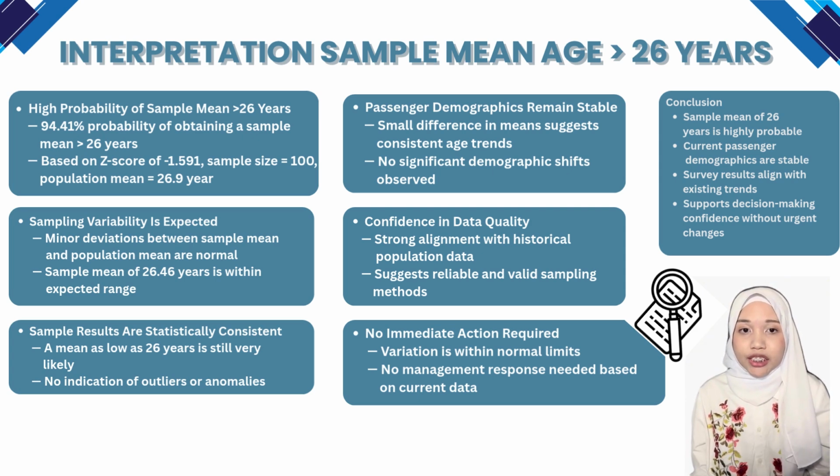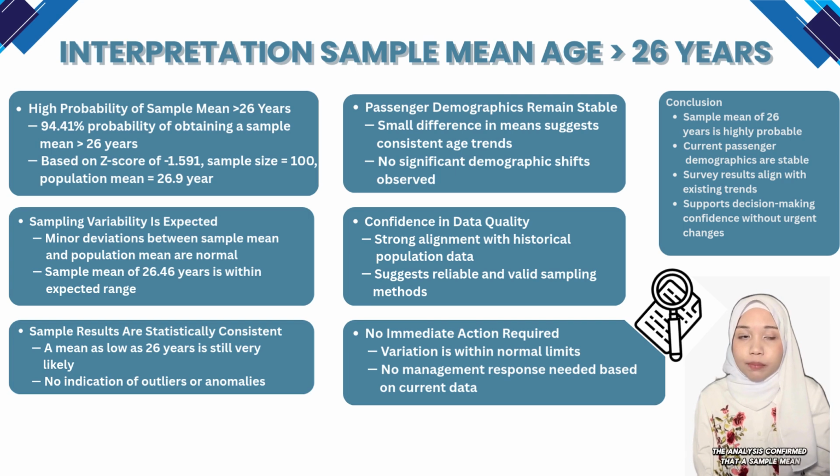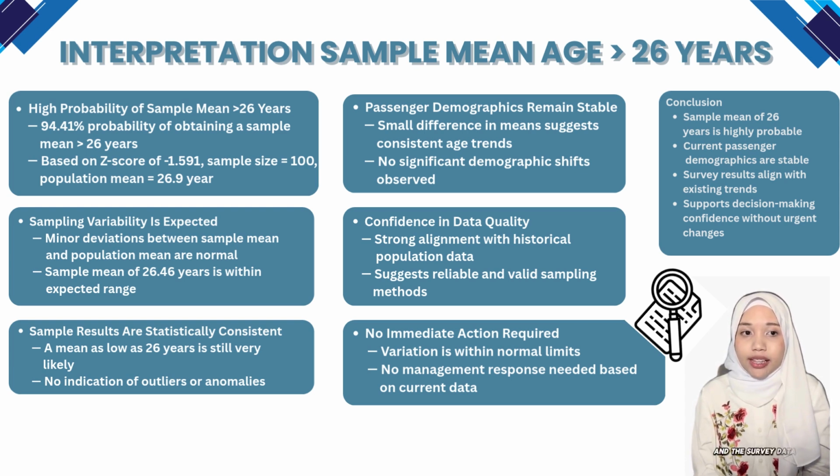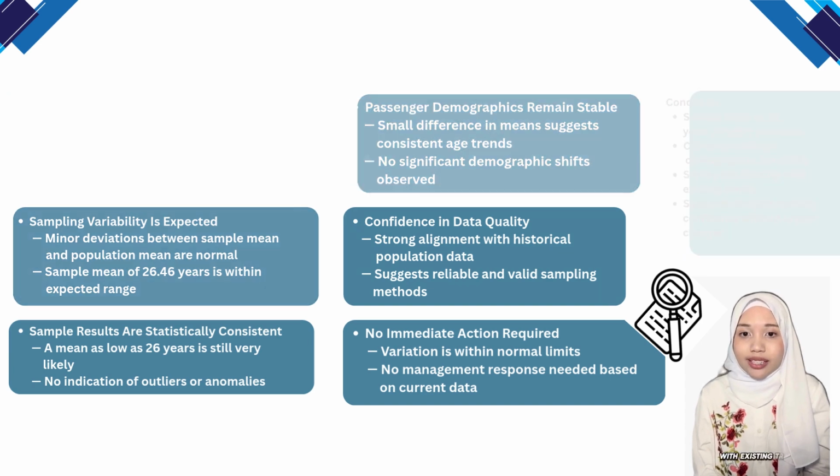Additionally, no immediate action is required, meaning management does not need to respond to the small deviation in sample age data, as it falls within normal expected variation. In conclusion, the analysis confirmed that a sample mean age of 26 is highly probable given the population mean of 26.9 and the sample characteristics. The findings reassure management that current passenger demographics have not significantly changed and the survey data is consistent with existing trends.